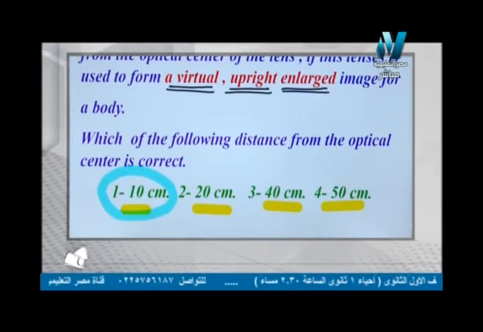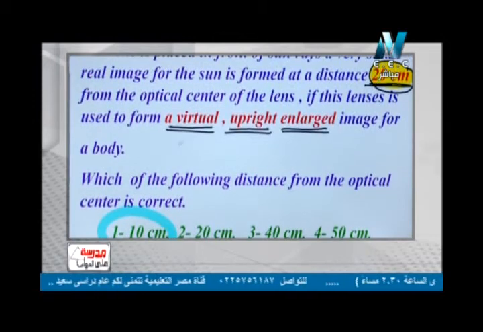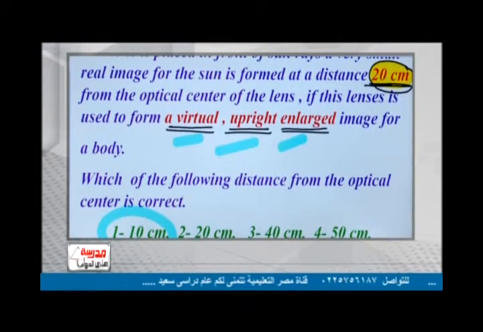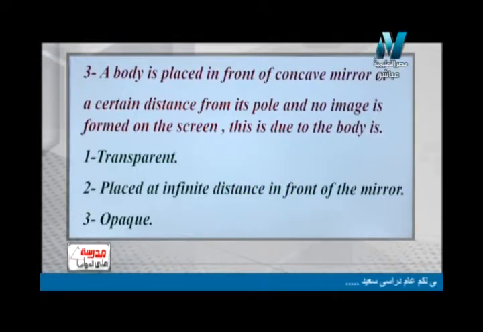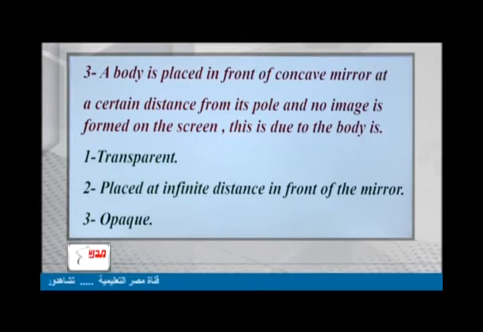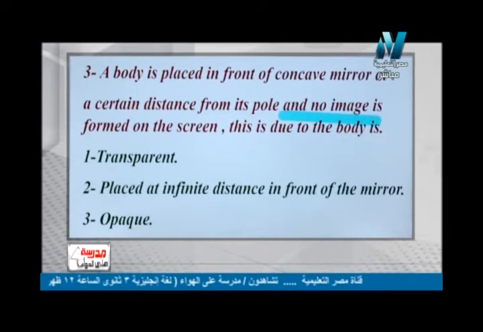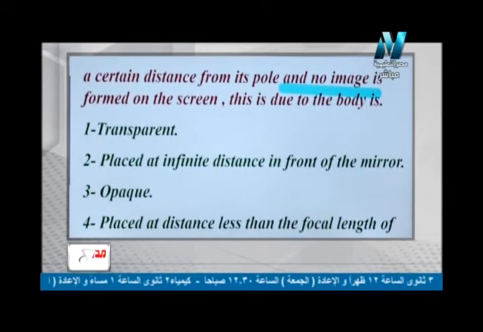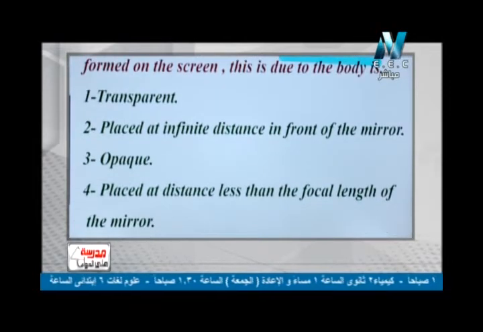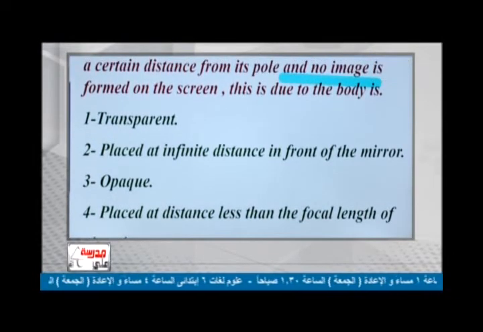We should be careful, we know that in only one case the image is virtual upright and enlarged, if the object is at distance less than focal length in convex lens and concave mirror. Next question: a body is placed in front of concave mirror at certain distance from its pole and no image is formed on the screen. This is due to the body is transparent, or placed at infinite distance in front of the mirror, or opaque, or placed at distance less than focal length of the mirror. Here it says no image.